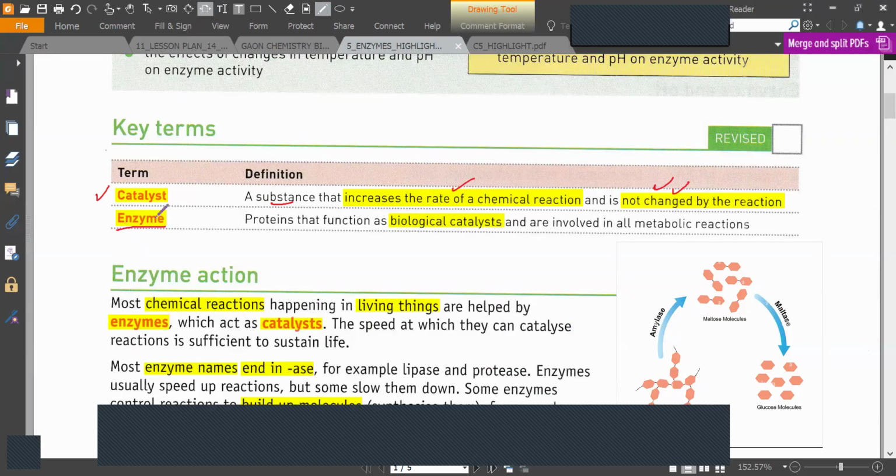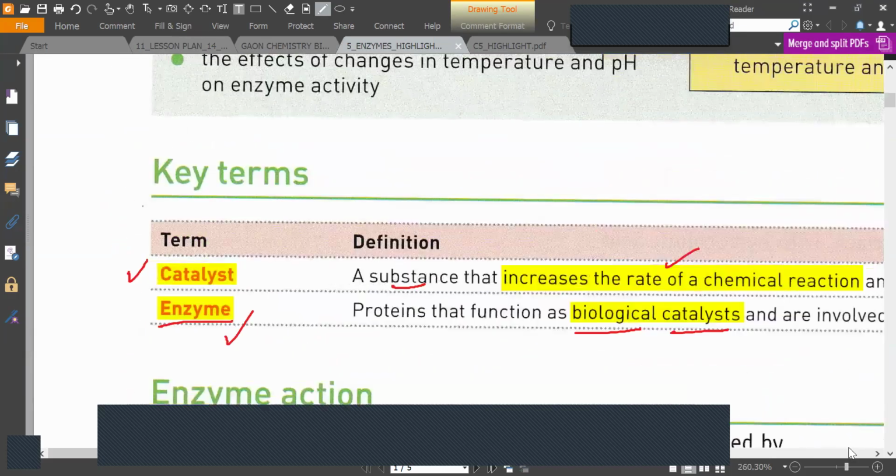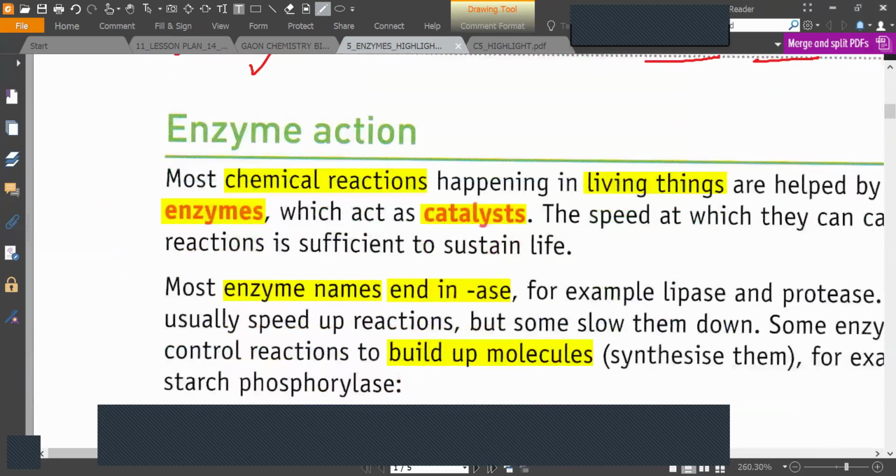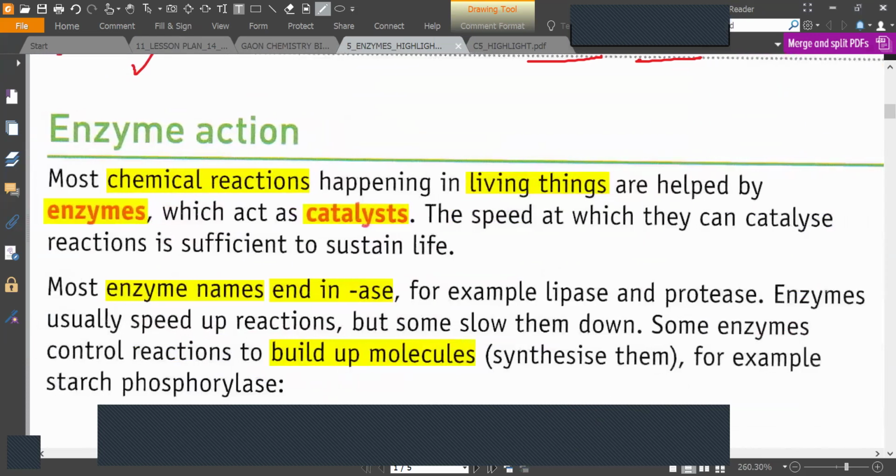So what's an enzyme? An enzyme is a type of catalyst, a biological catalyst. It helps to speed up the chemical reactions in our body. So we can take a look at the notes. Most of the chemical reactions happening in living things are helped by enzymes. Enzymes act as catalysts. They help to speed up the chemical reaction.